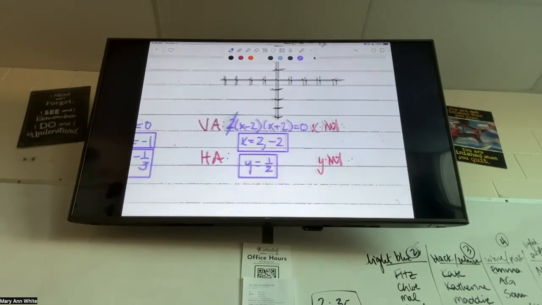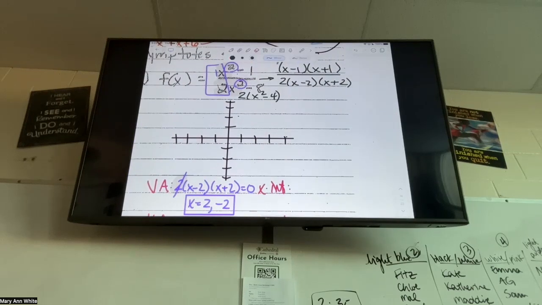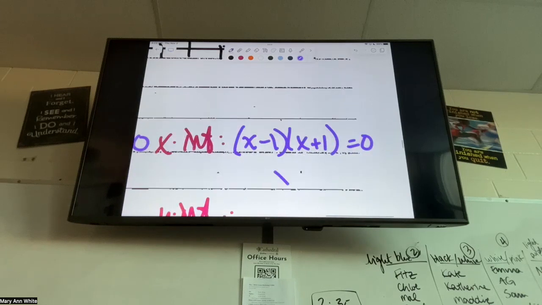Now let's do the x-intercept. And x-intercept is what? Numerator equal to 0. Very good. So I'm going to set what I was trying to do earlier, x minus 1 times x plus 1 equal to 0. Now it's that time. X equals 1, x equals negative 1. So I've got 2 x-intercepts too.